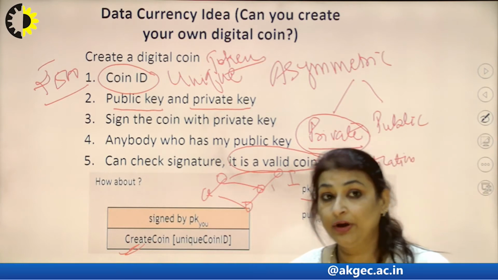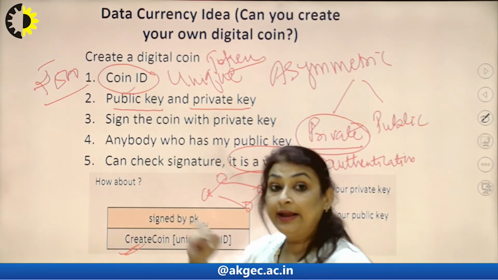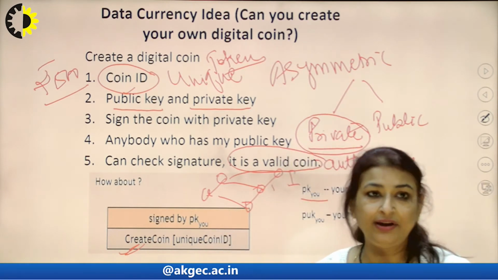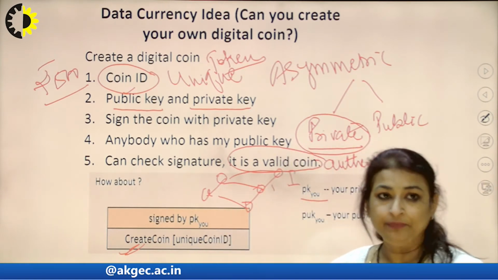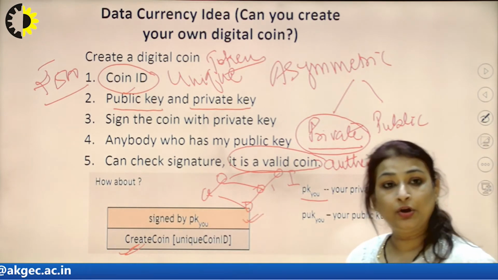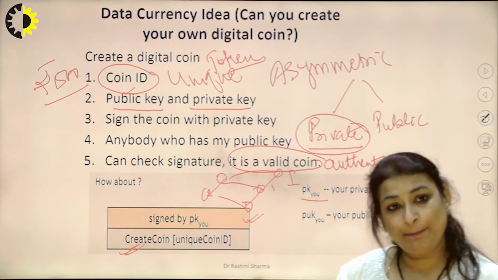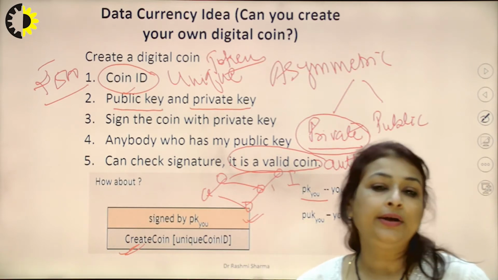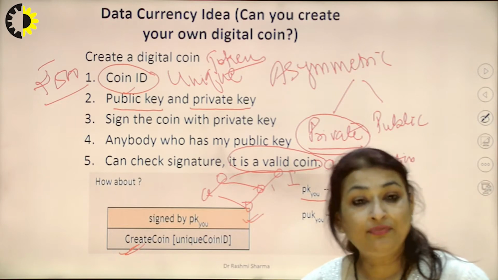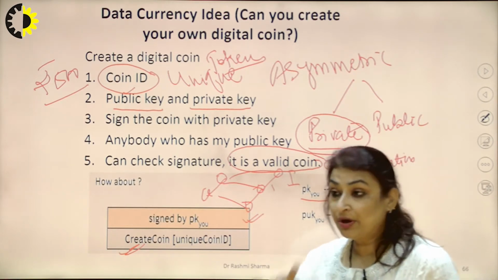So in the first step, I generate a coin ID, then simultaneously we generate a public key and a private key. Then for authentication, I sign this coin with my private key. Anybody who has my public key can decode or decrypt this and verify whether the coin is valid or not. How? Because we have that relationship between the keys.